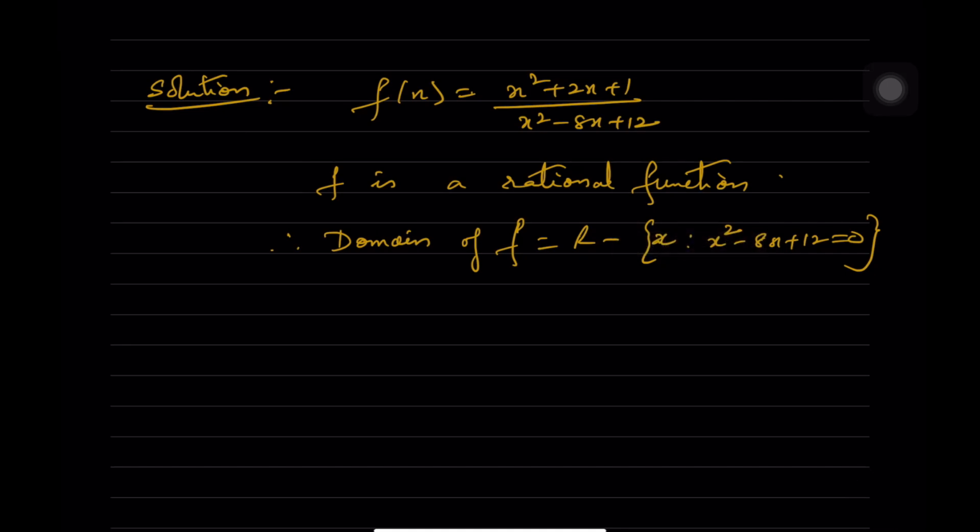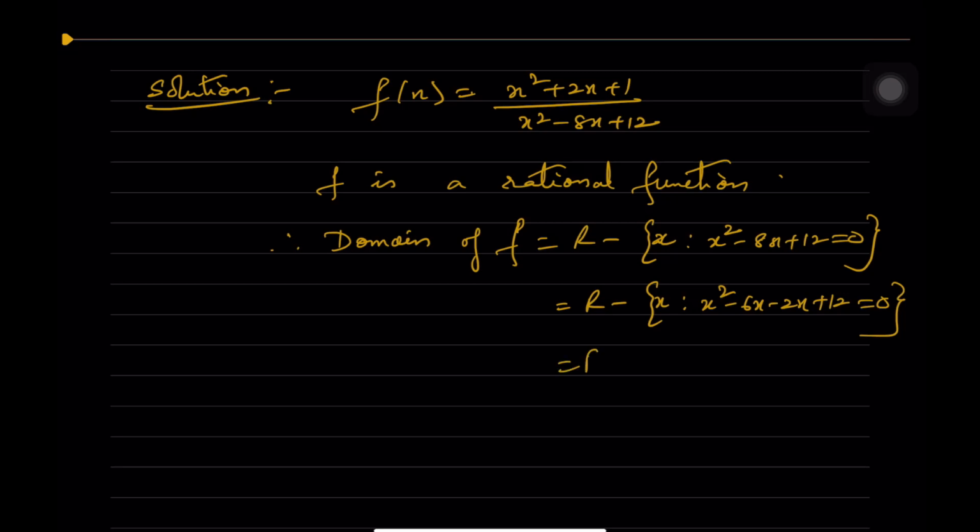So therefore this is equal to R minus {x such that x² − 6x − 2x + 12 = 0}. What are the factors of 12? You can take it as 6 and 2. So x² − 6x − 2x + 12 is equal to 0, which is equal to R minus {x such that x(x − 6) − 2(x − 6) = 0}.